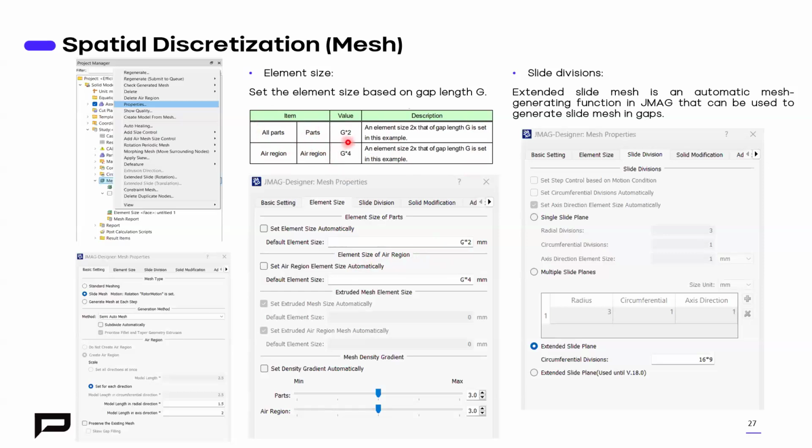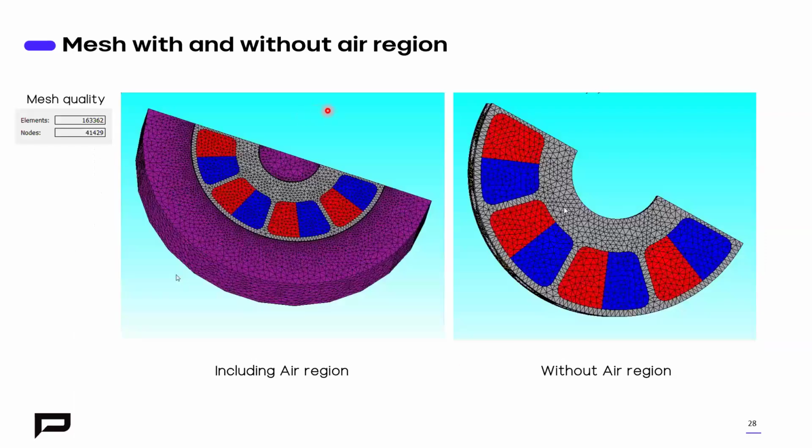So for all the parts, it is gap length into 2, and for origin alone, it is gap length into 4 times greater. And for slide divisions, it is mandatory to give the number of slide divisions for the extended side plane mesh. So the number of circumferential divisions here is 16 into 9. All these mesh settings are mandatory to create the mesh region.